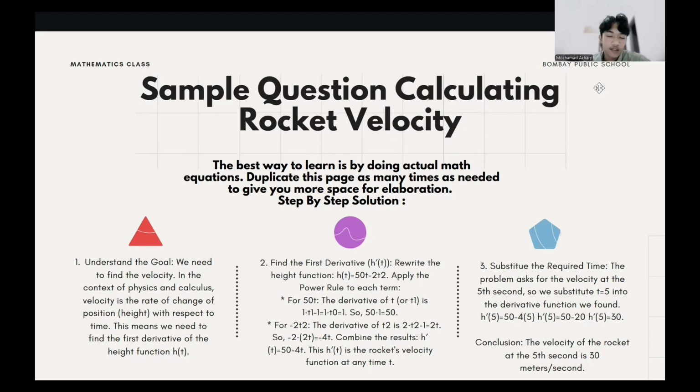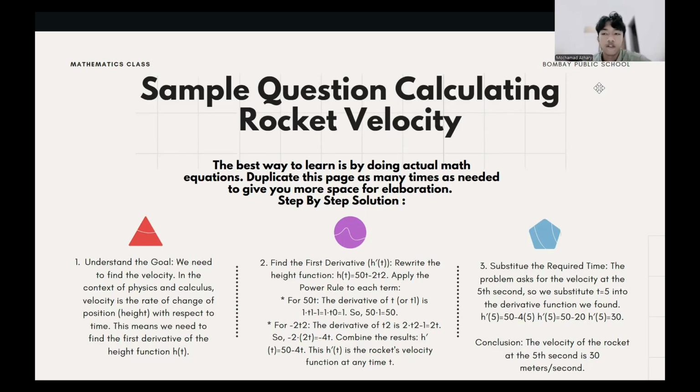Next, find the first derivative h prime of t. Write the height function h of t equals 5t plus negative 2 plus 2. Apply the power rule to each term. For 5t, the derivative of t to the power of 1 is 1 times t to the power of 1 minus 1, which equals 1 times t to the power of 0, equals 1.